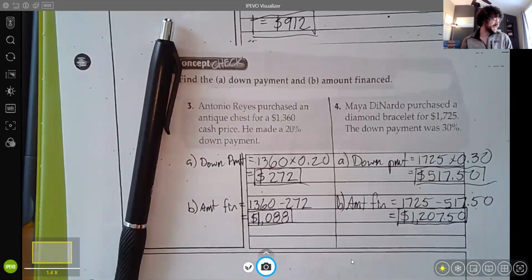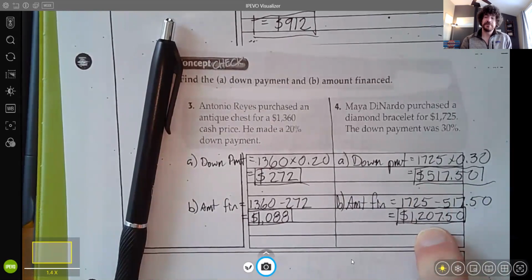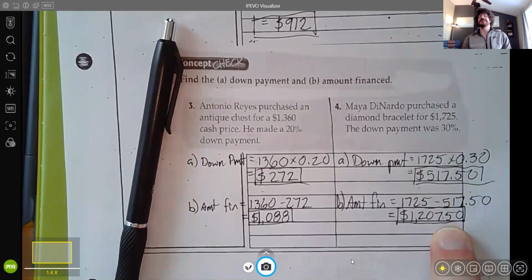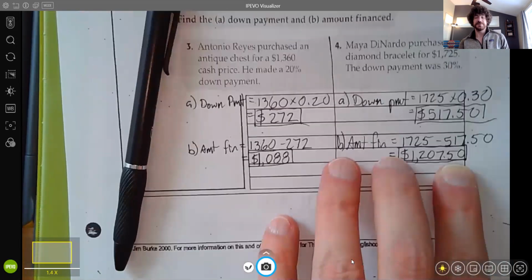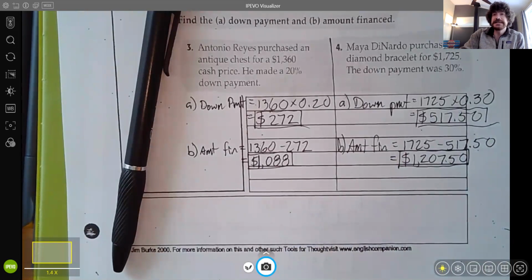Down payment, $1,725 multiplied by 30% gives us $517.50 for the amount for the down payment, and then for the amount financed, $1,725 minus the down payment leaves us with $1,207.50 for the amount that is financed, which will be paid off usually on monthly payments over a certain amount of time. So that is it for the notes.